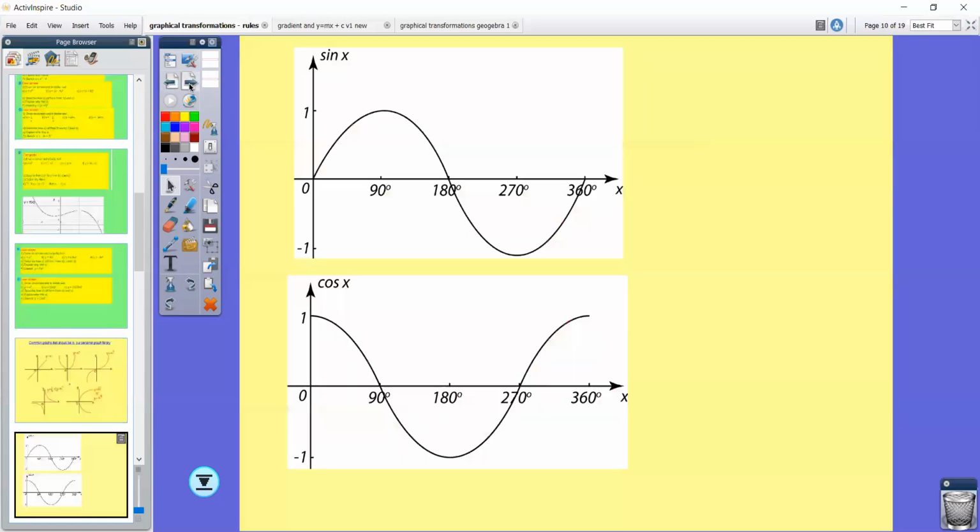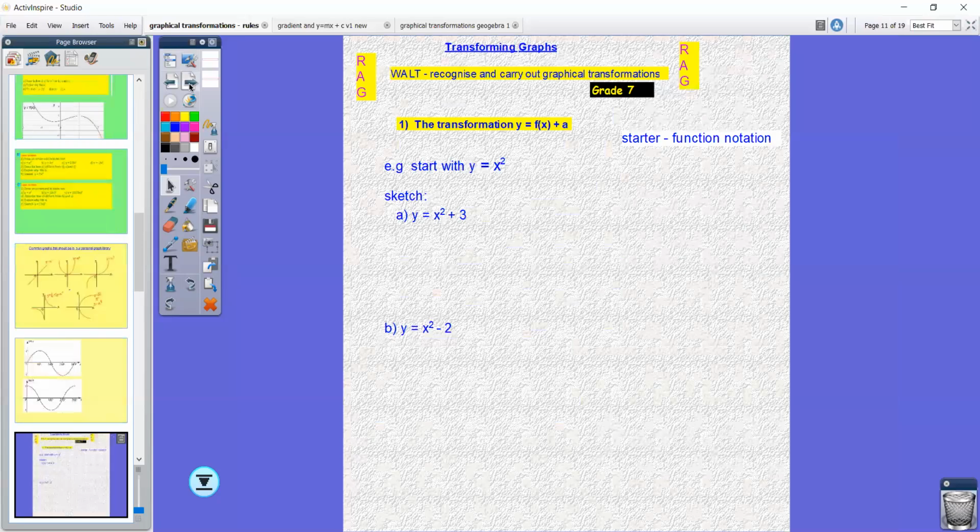And then sin x and cos x as well. Okay, so go through the rules here. And all I'm going to talk about is how I go about actually explaining what's happening with these rules and try and get them to see it in that same way.